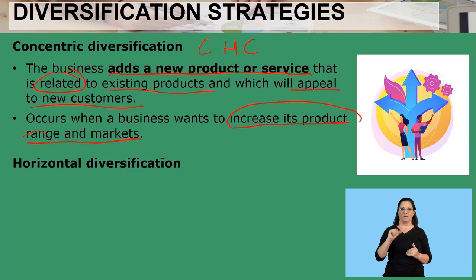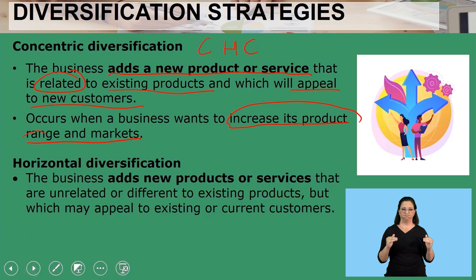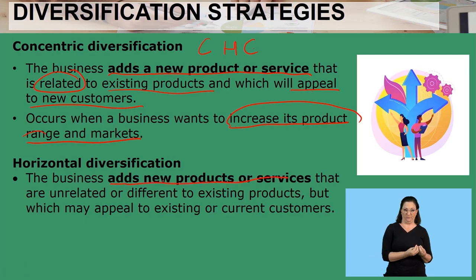Right, so now when we go to horizontal diversification, remember I said it's CHC. So now we are on to H. H is horizontal. In horizontal diversification, the business adds a new product. We are still adding a new product. I hope you can see, even in concentric, we're adding a new product. But here they're saying the business adds a new product or service that is unrelated or different. Let's go back to concentric. It's related. Here it's unrelated or different to existing products, but it may appeal to the existing or current customers.